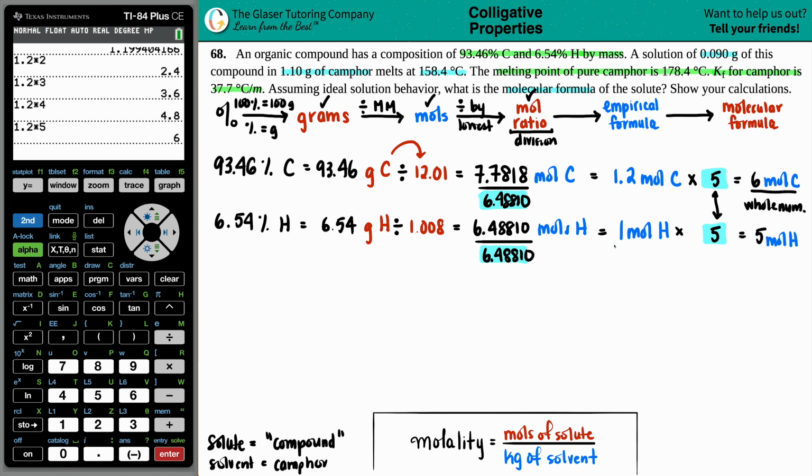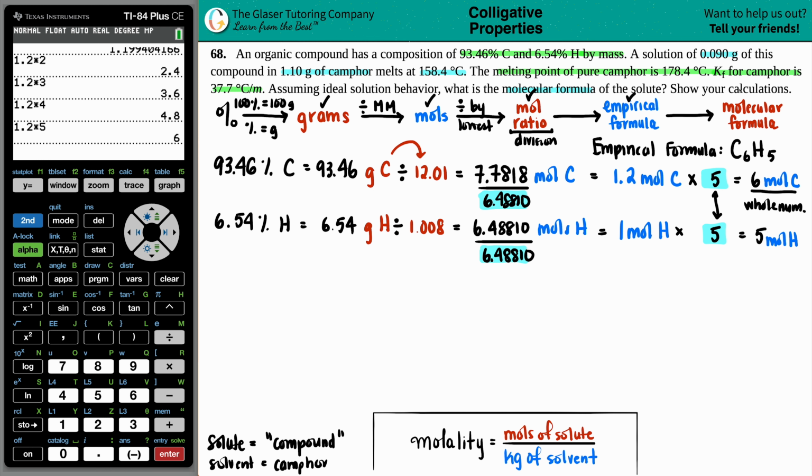And the last but not least thing here is we can find our empirical formula because we now have the lowest whole numbers. So maybe I'll put it up here, right? My empirical formula is going to be C6H5. Okay. So we are finally here. So it seems like we're one step more, right?